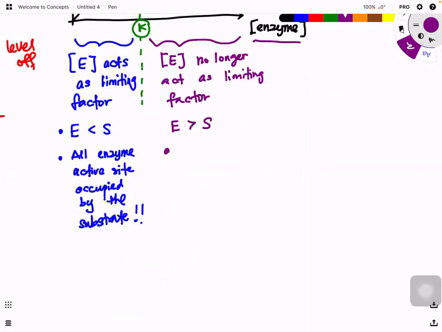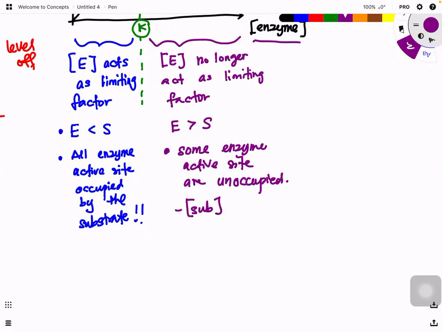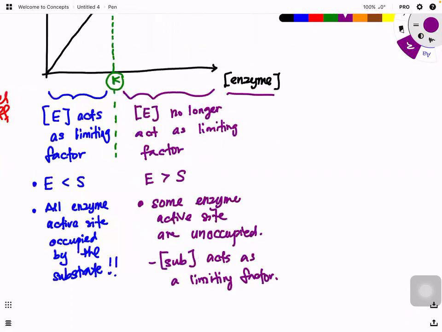So some enzyme active sites are unoccupied. Because why? I have more enzymes than substrate. So it means that in this case, substrate concentration acts as the limiting factor. Are you clear? Okay, so some enzyme active sites are unoccupied, so that's why substrate concentration now acts as a limiting factor.